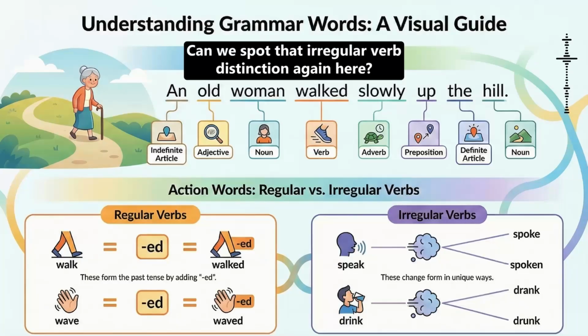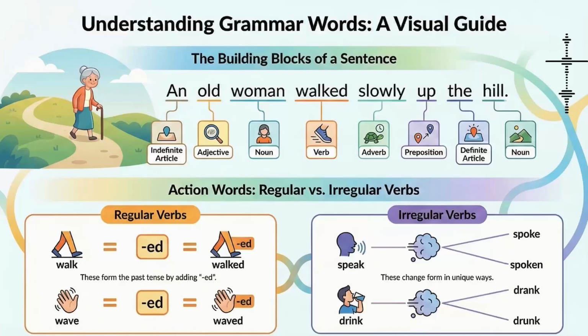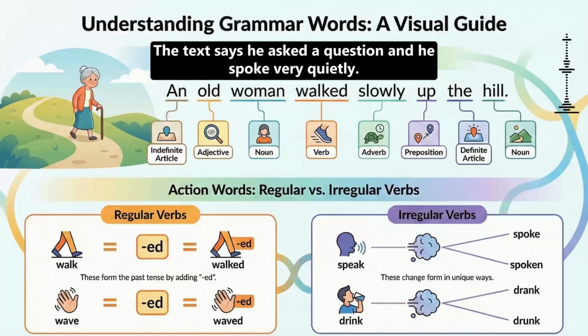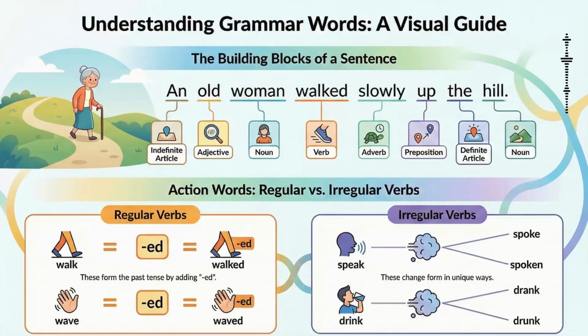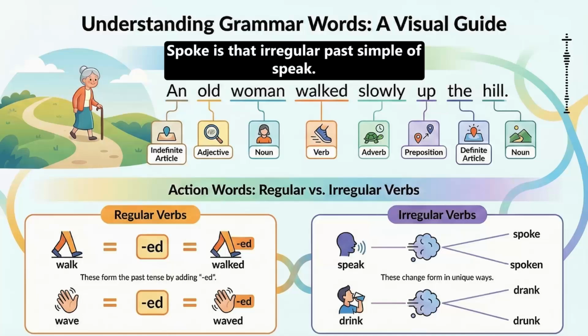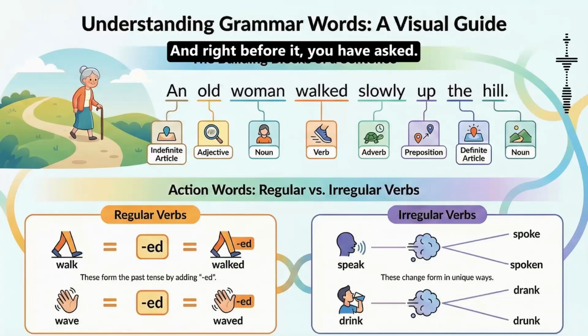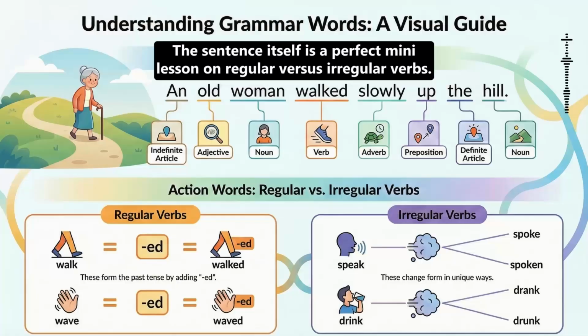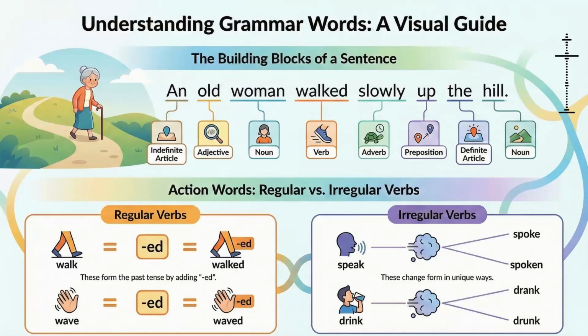Can we spot that irregular verb distinction again here? We can. The text says he asked a question, and he spoke very quietly. Spoke is that irregular past simple of speak. And right before it, you have asked, the regular past simple of ask. The sentence itself is a perfect mini lesson on regular versus irregular verbs, side by side.